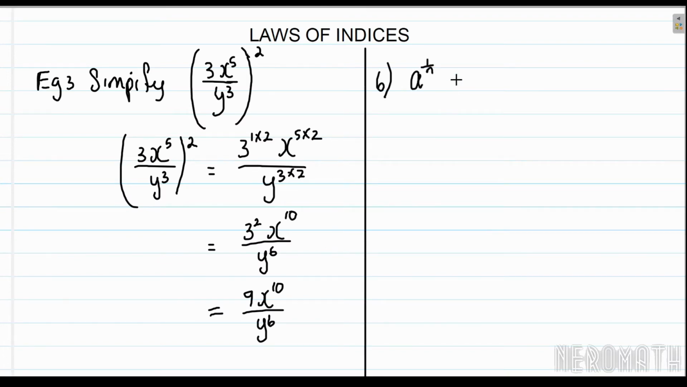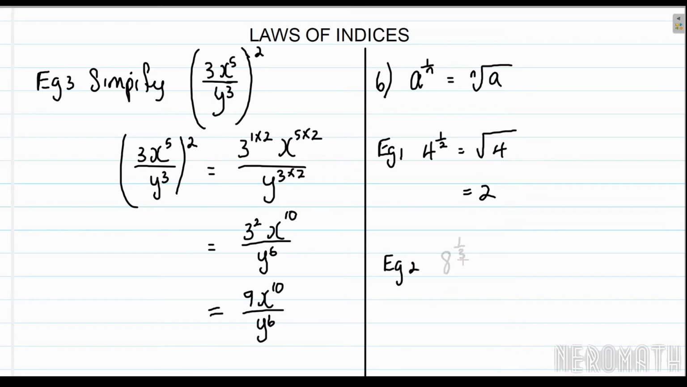Now we're going to look at law number 6, when we have a fractional power as a to the power of 1 over n. What we're going to have is the nth root of a. So for example, if I have 4 to the power of a half, that will be the square root of 4, which is equal to 2. Now a 2 is understood to be in front here for the square root.